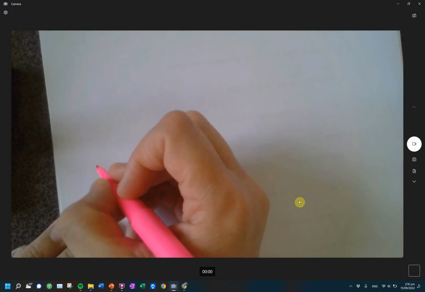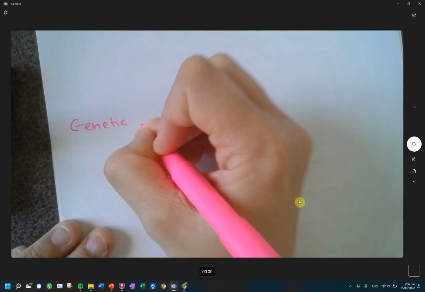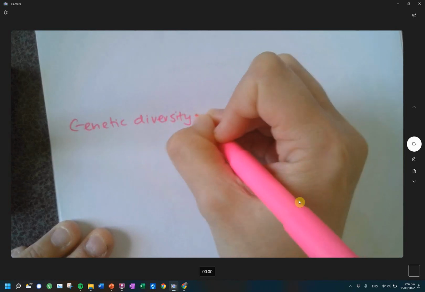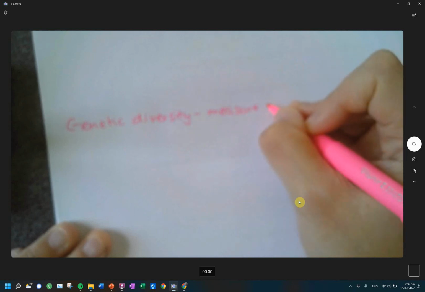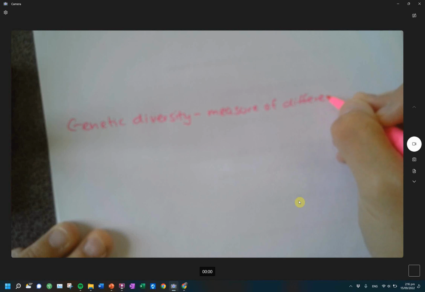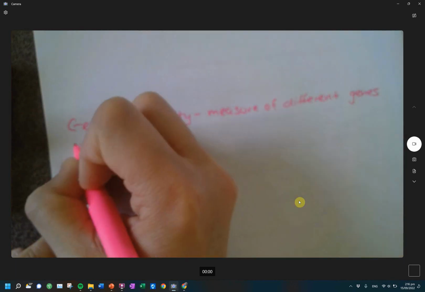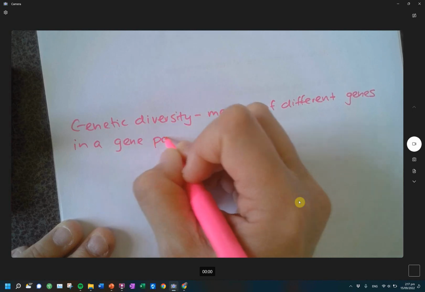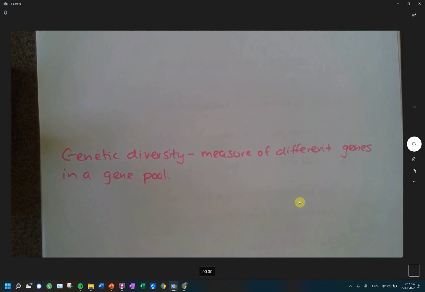I'm actually going to start writing my notes in the middle of the paper because there's going to be stuff that I'm going to add, and I want to move in both directions of my paper. So the first thing that we need to do is define the term, genetic diversity. And you guys have actually seen this. Genetic diversity is just how we measure the genetic variation in a gene pool. So yeah, genetic diversity is the measure of the different genes that we have in a gene pool.